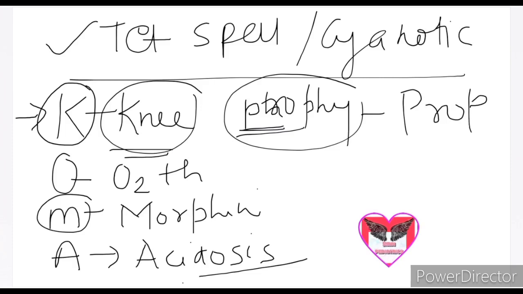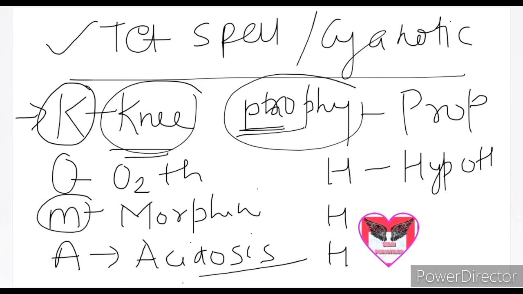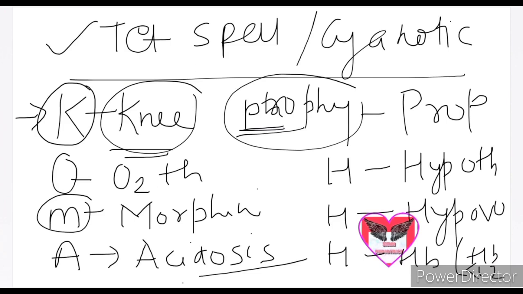Also look for 3H. H for hypothermia, H for hypovolemia, and H for hemoglobin. If hemoglobin is less than 12, you have to transfuse the child, because anemia is less likely in case of cyanotic heart disease.